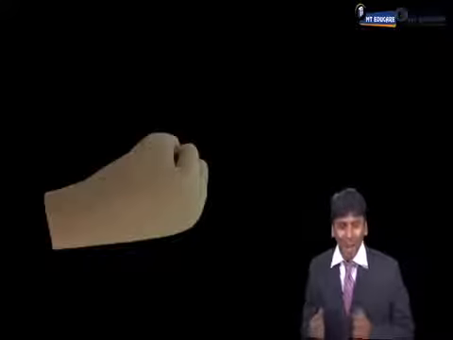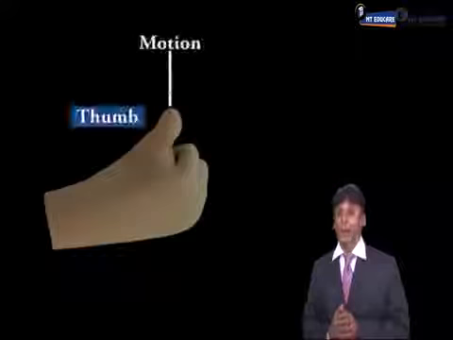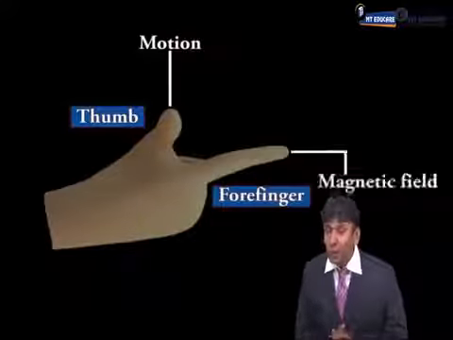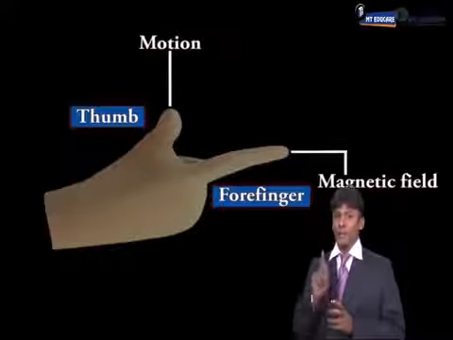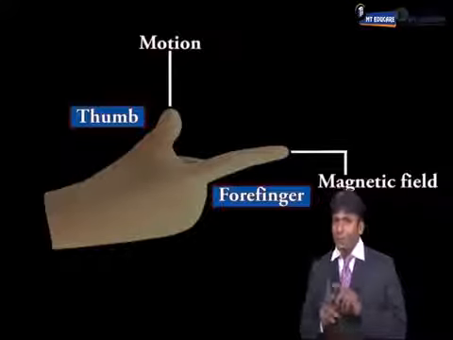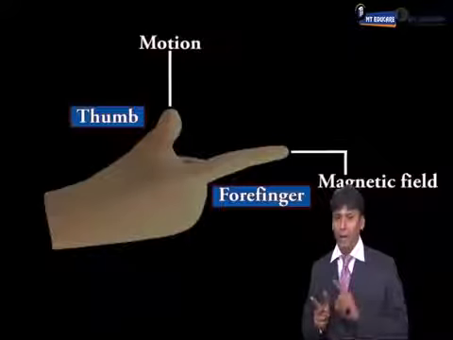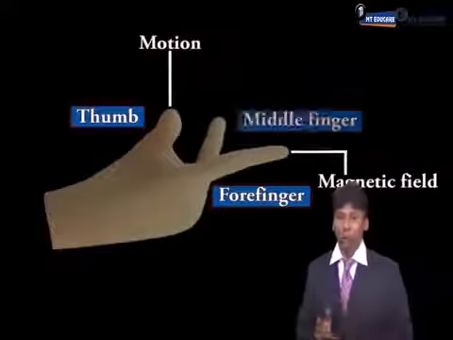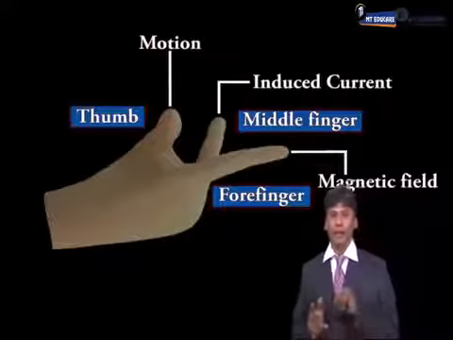Now, how do we understand in which direction the current is being induced? The direction of the induced current is given by Fleming's right-hand rule, which we learnt. According to this rule, if the thumb shows the direction of motion and the forefinger shows the direction of magnetic field, then the central finger will show the direction of the induced current.